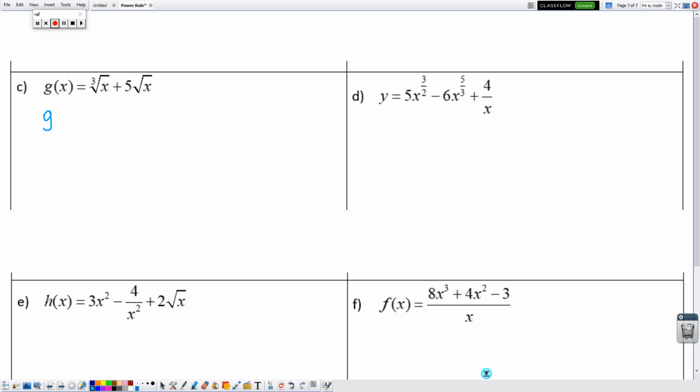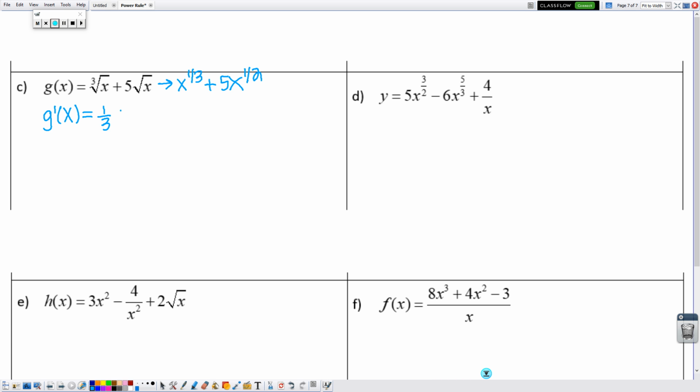Now the next couple are just kind of a little annoying. So here I go through and I rewrite. So I have x to the 1/3. I have plus 5, x to the 1/2. Alright. So now I'm going to go through and I'm going to do exactly what I've been doing.